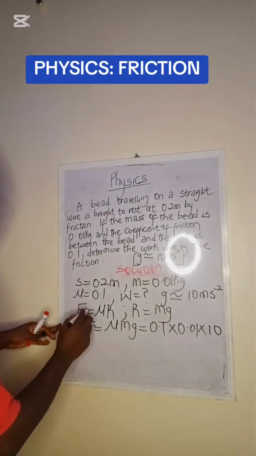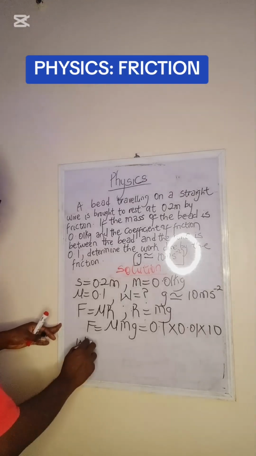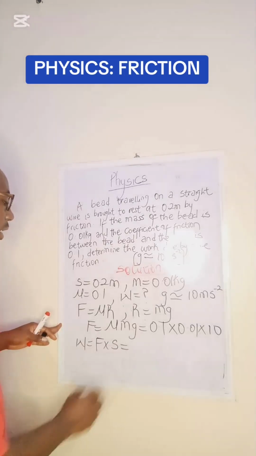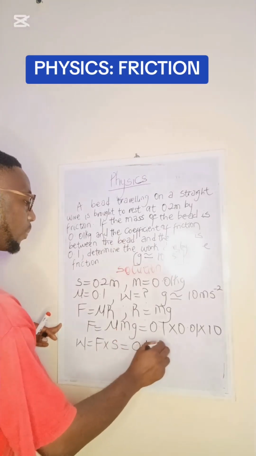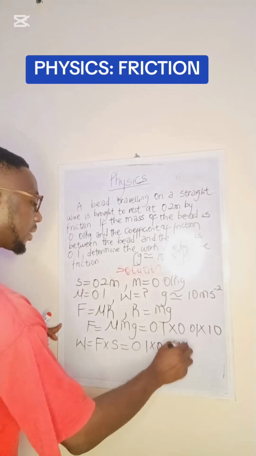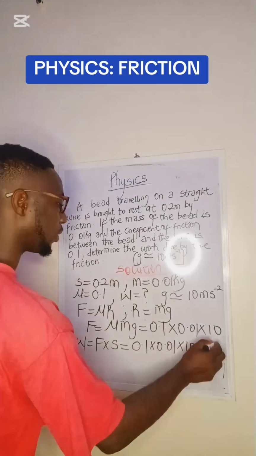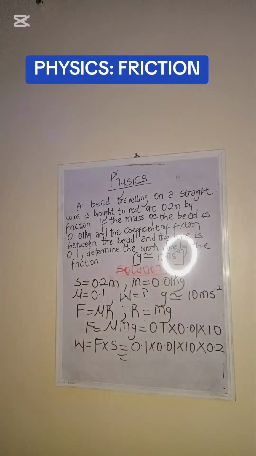Having written that, from there we can have that W, which is work done, is given as force times distance. Then our force is 0.1 times 0.01 times 10. Then our distance S is given as 0.2. When you multiply out 0.1 times 0.01 times 10 times 0.2.